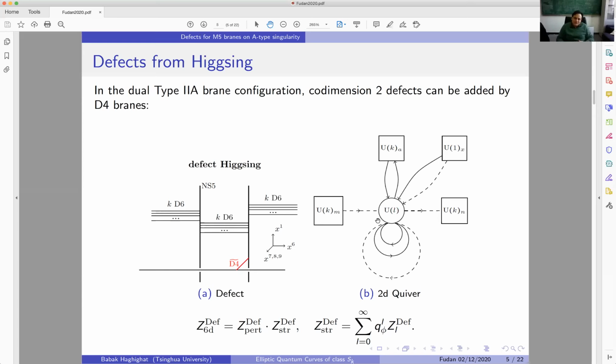And now we have to modify it slightly because of the presence of this defect, right? And the way it works is that there will be a gain from the fields connecting the D2 brane and the D4. There will be then chiral and Fermi multiplets corresponding to this U(1)_X flavor symmetry. The flavor symmetry is the symmetry of this defect here. And this is basically then how we have to modify our defect partition function.